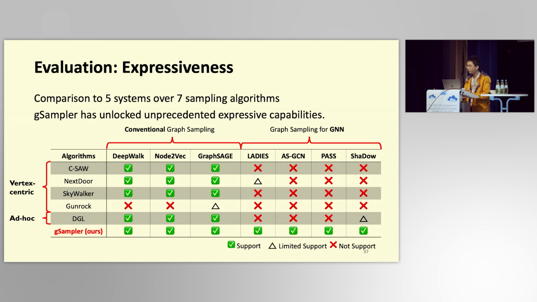As we explained before, vertex-centric systems do well in conventional graph sampling, but fail in sampling for GNNs due to the gap between the vertex-centric API and the complexity of the algorithm. And DGL prefers an ad hoc method, and a lot of effort is needed to develop a graph sampling algorithm for GNNs. However, in our work gSampler, it is convenient to combine matrix-centric APIs to express diverse sampling algorithms.